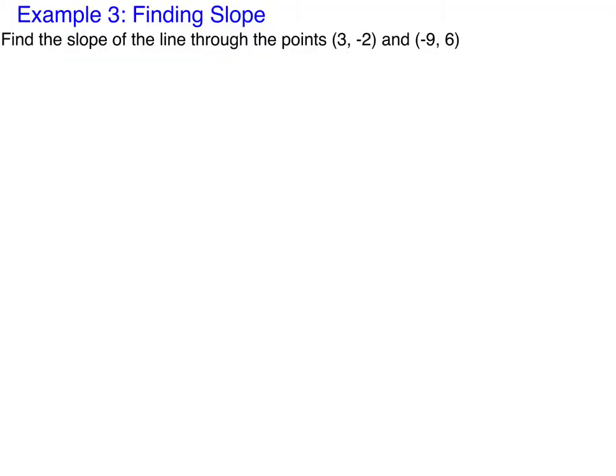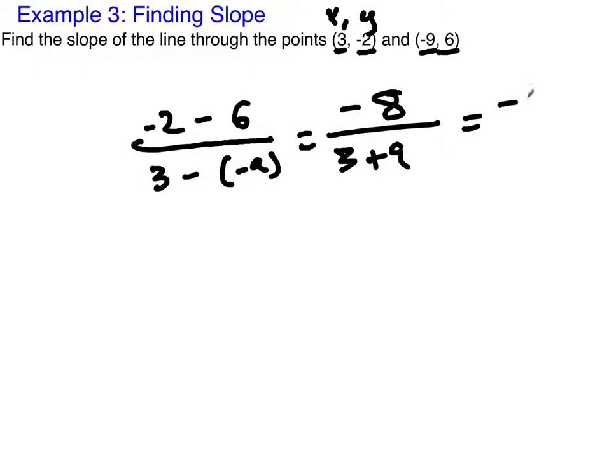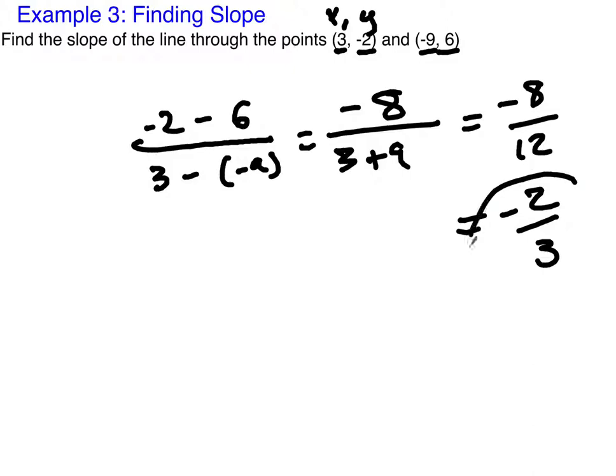Okay, find the slope of the line through these 2 points. The first thing is we've got to figure out what our x and our y are. x is the first value, y is the second value. The change in y goes on top. So let's do -2 minus 6, our 2 y values, and then our 2 x values, 3 minus -9. -2 minus 6 is -8. 3 minus -9 is the same thing as 3 plus 9, which is 12, so -8 over 12. Let's go ahead and reduce this to -2 over 3.